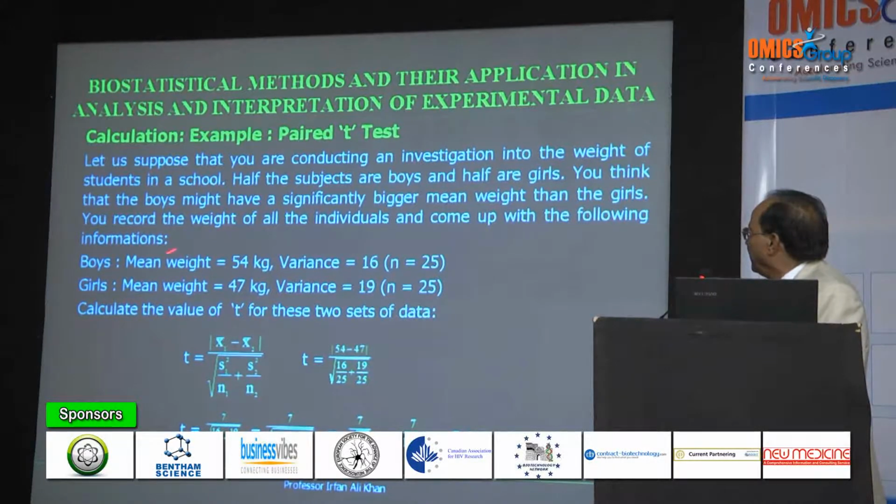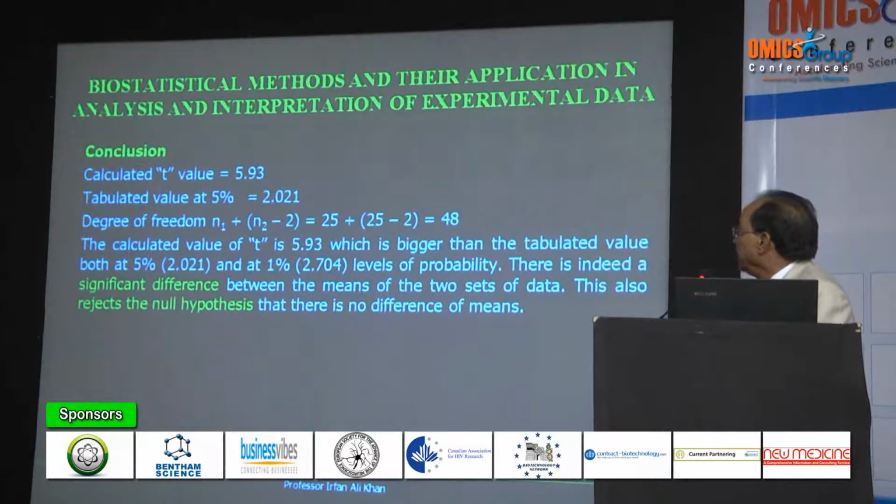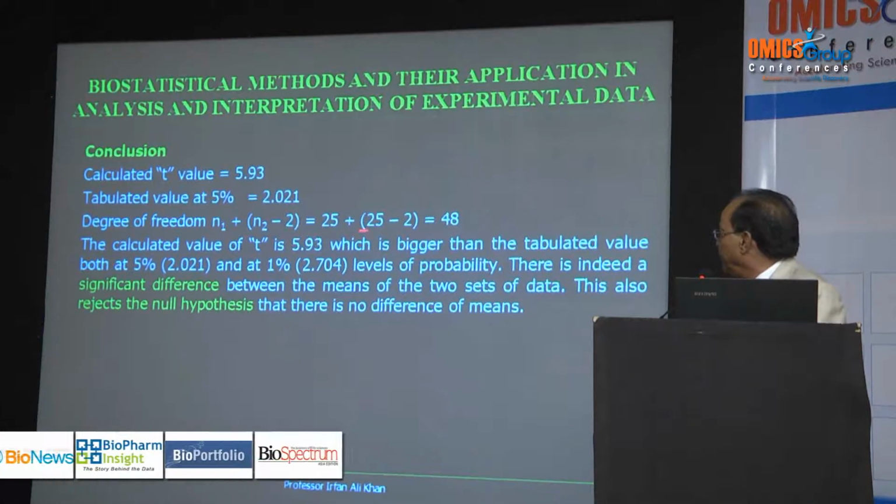You see one problem where we have taken boys' mean weight 54 kg, variance 16, and girls this much. Calculate the value of t for these two sets of data with the help of this formula. We have calculated, and we got 5.93, the calculated value of t. Tabulated value at 5% is 2.021, and degrees of freedom here.